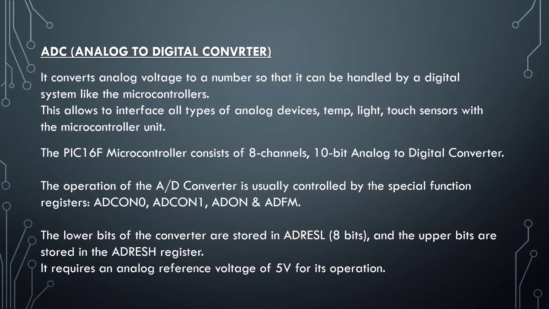So the lower bits of the converter are stored in the address cell, 8 bits, and the upper bits are stored in the address register. It requires an analog reference voltage of 5 volts for its operation. The disadvantage of the analog to digital converter is that it needs a reference voltage of 5 volts so that it can calculate with reference to the 5 volts. If it's a value from 0 to 5 volts, the analog value will range from 0 to 1023 for the 10-bit, sorry.